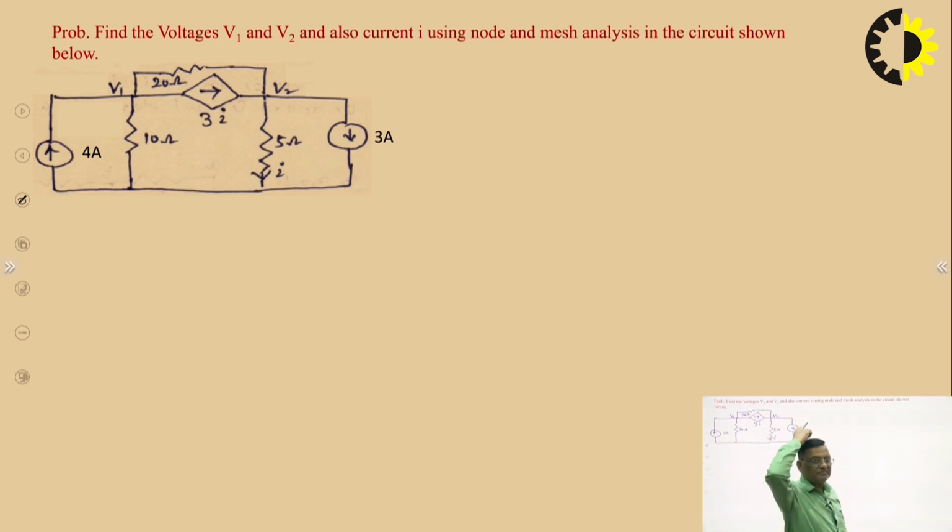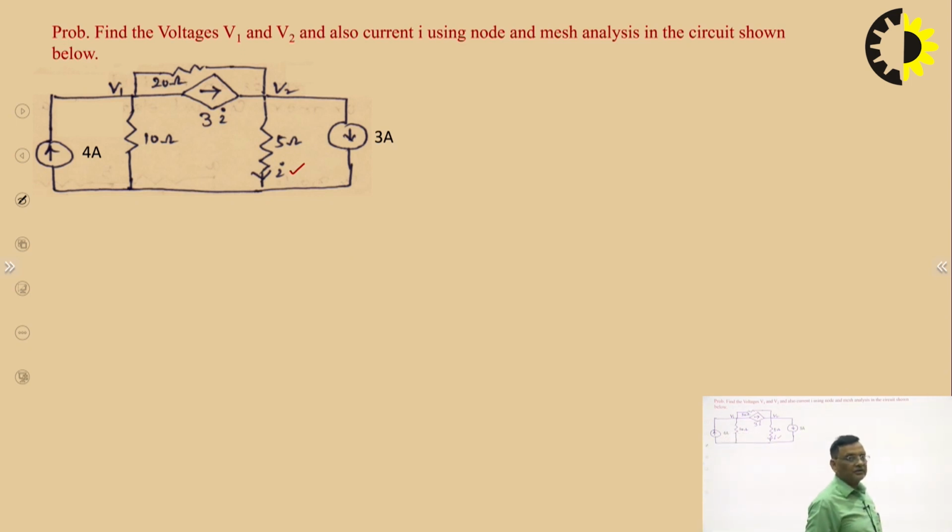So these are some basics of node and mesh analysis. Now we try to understand node and mesh analysis with the help of some examples. Suppose this is a given example: find the voltage V1 and V2 and current I, this current I, using mesh and node analysis.